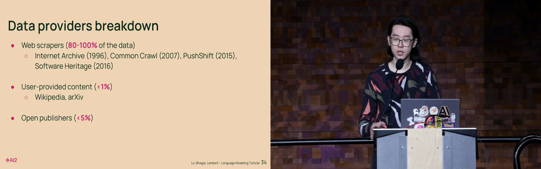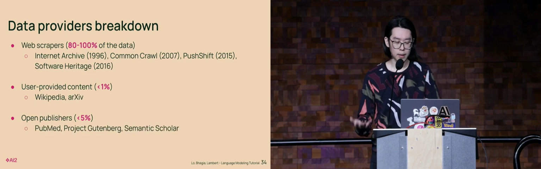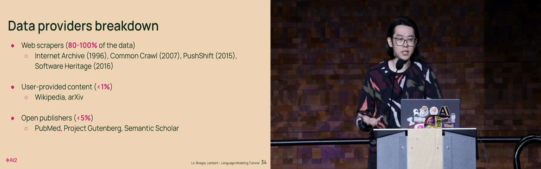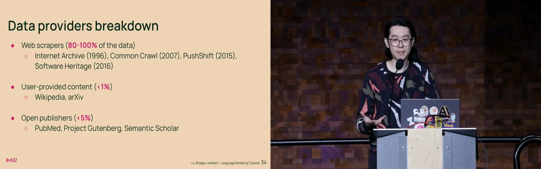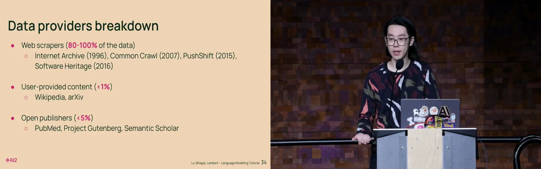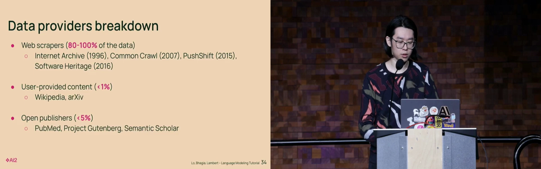And what about publishers? So maybe there's PubMed, Project Gutenberg, Semantic Scholar, these organizations that maybe own a mass of data, and they make their data available publicly through some sort of bulk API access. Again, very, very tiny portion. So we have a huge reliance on web scraping.